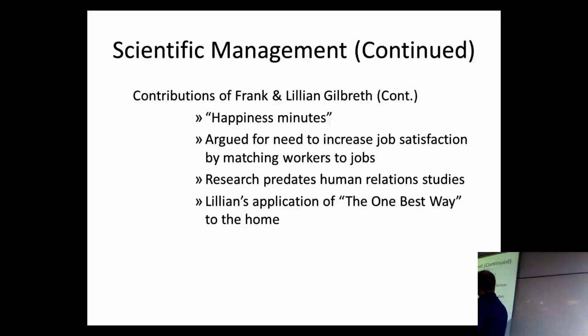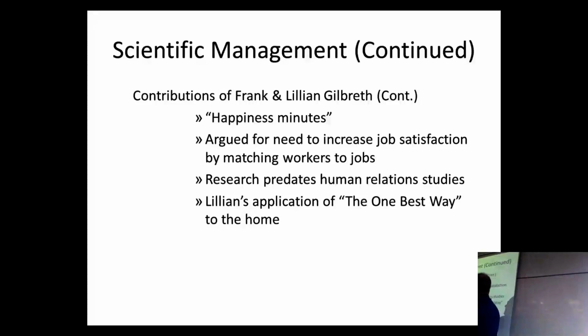They had this work, on the work that I indicated already. They did something looking at happiness minutes. This argued for a need to increase job satisfaction by matching workers with jobs and keeping the jobs interesting. Keep in mind, this is 1920 when they did this, right? And I'm not sure that in all workplaces this has ever arrived or that we're actually managing for something like that. This research also predates the human relations studies, so it was mind-boggling what Lillian's application actually brought out.